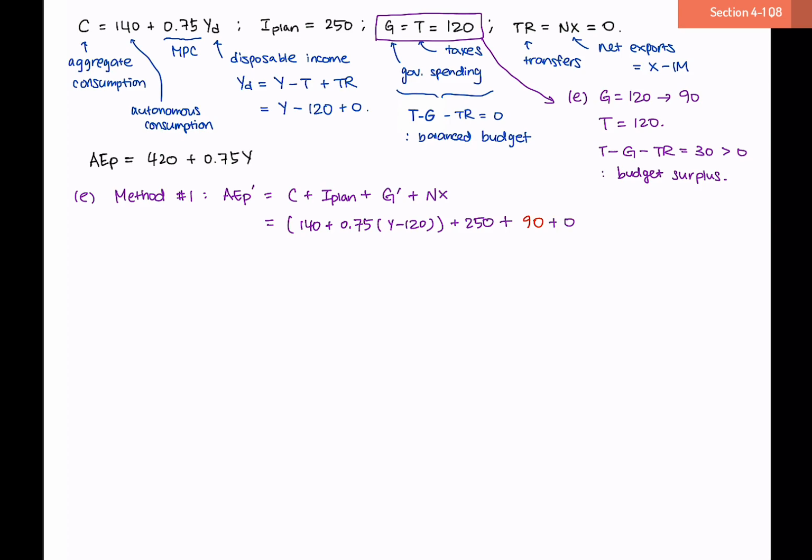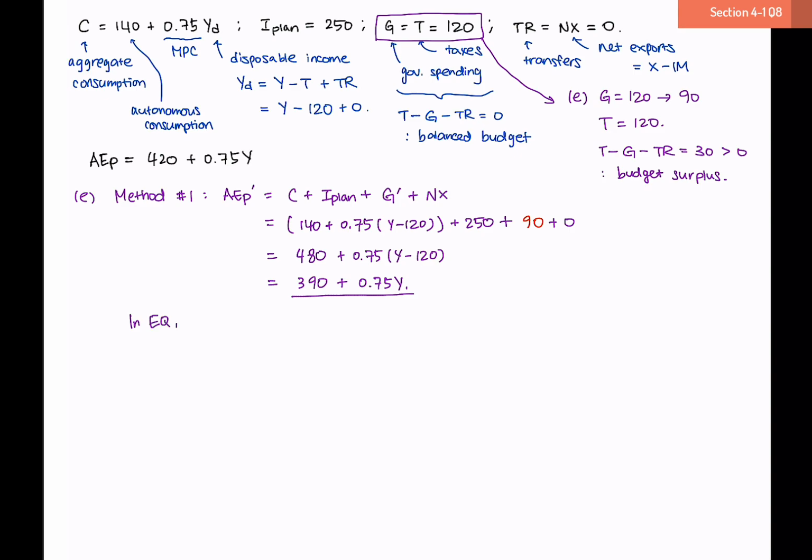It's now lower at 90, and the rest, your net exports, is still 0. So your planned aggregate expenditures now, after the change, is 480 plus 0.75 of your disposable income of y minus 120. Or if we further solve it out, then we get 390 plus 0.75y as our new planned aggregate expenditure function.